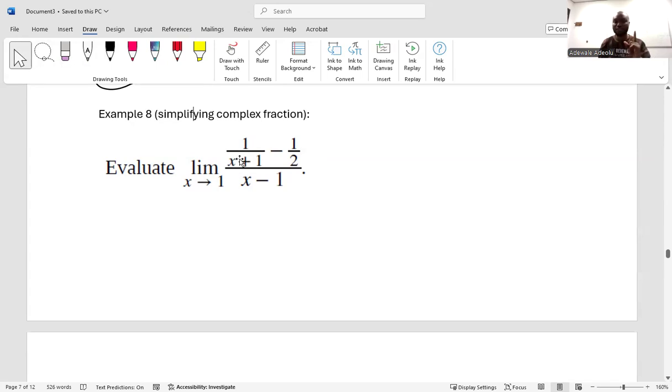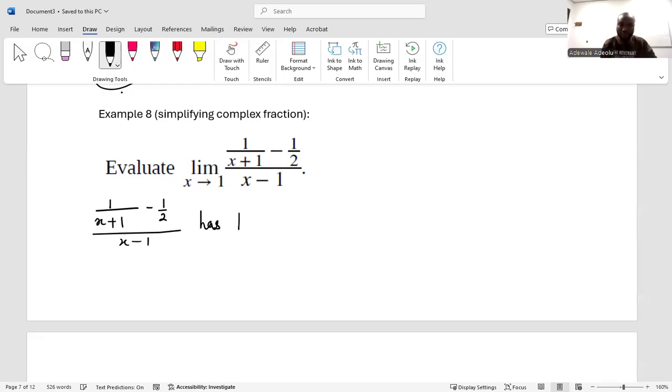First, let us check for the form. If I plug in 1 for this x here, I will have 1 over 1 plus 1, which is 1 over 2, which is 1/2. So 1/2 minus 1/2 is 0. If I plug in 1 at the denominator, I have 1 minus 1, which is 0. So again, I have 0 over 0.